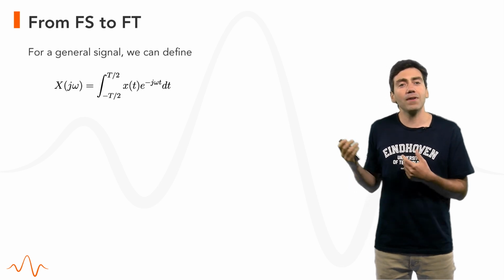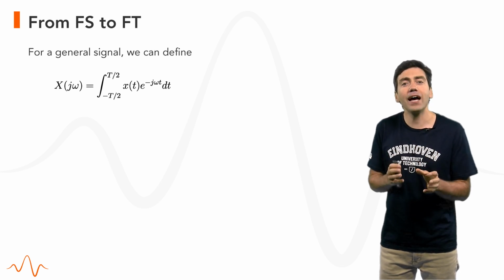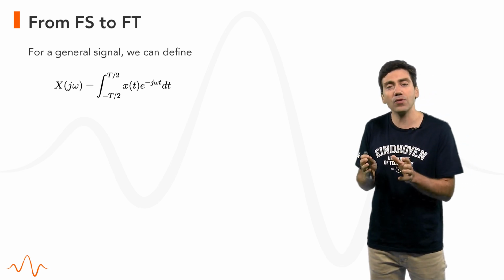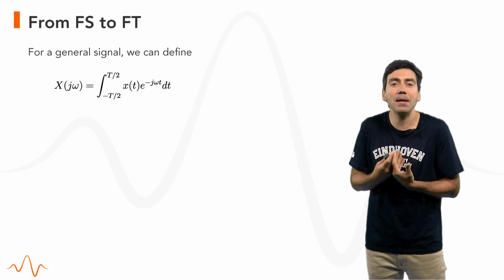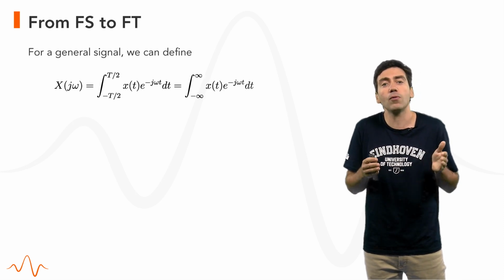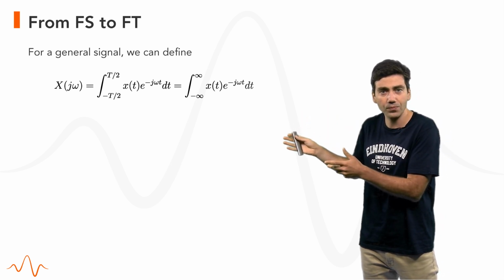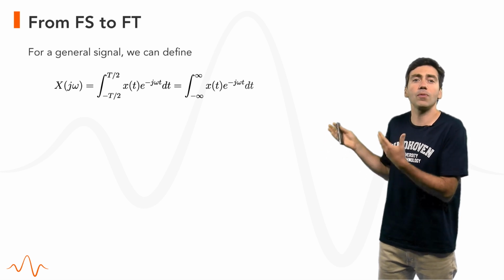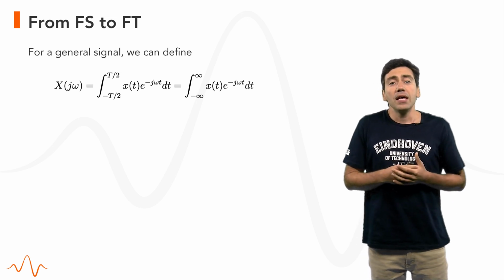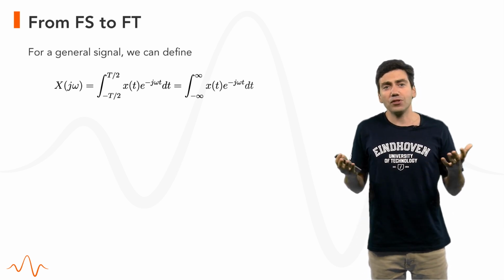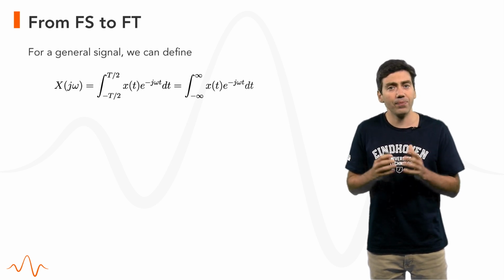We start by defining this function of omega, X of j omega, which we call the envelope. And this is defined as the integral from minus capital T over 2 until capital T over 2 of the signal x of t. But since the signal is assumed to have a bounded support, we can actually take the integral from minus infinity until infinity. And that's how we define this envelope X of j omega. So the formula is the integral from minus infinity to infinity of x of t e to the power minus j omega t. This function has a strange notation, X of j omega, but do not worry about this for now. Just think it's capital X of omega, and it's a function of omega.